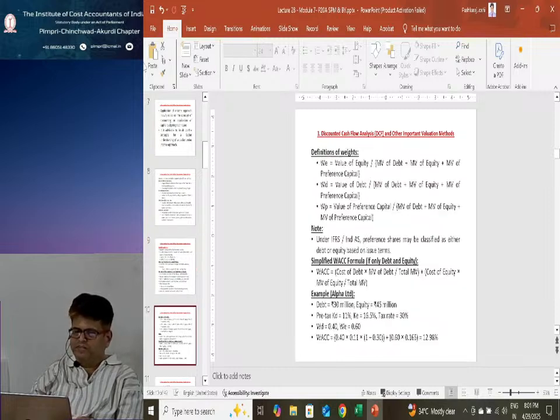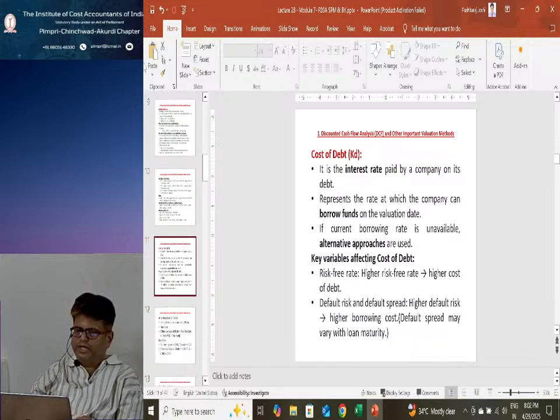Then we saw the definition of weights, weighted equity, weighted debt and weighted price. Note that under IFRS and Ind AS, preference shares may be classified as either debt or equity based on issue terms. The simplified WACC formula, if only debt and equity, is WACC equals cost of debt into market value of debt divided by total market value plus cost of equity into market value of equity divided by total market value. Then we saw an example whereby WACC was calculated.